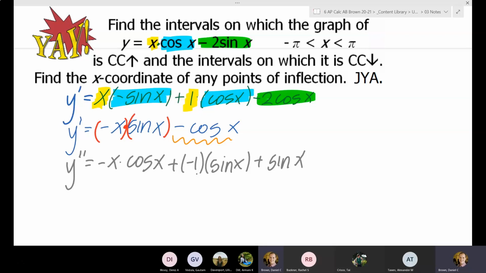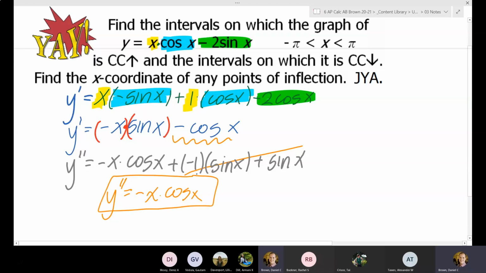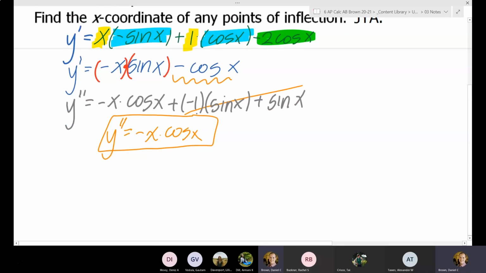So this is what we're going to set equal to 0, and then also figure out where it's possibly undefined. But simplifying first, those last two terms, we basically have a negative sign and a positive sign, so they end up canceling each other out. So my simplified second derivative is negative x times the cosine of x. If I'm looking for key values on my second derivative, we know that is going to occur when the second derivative is equal to 0 or when the second derivative is undefined. We often have to be careful with trig.